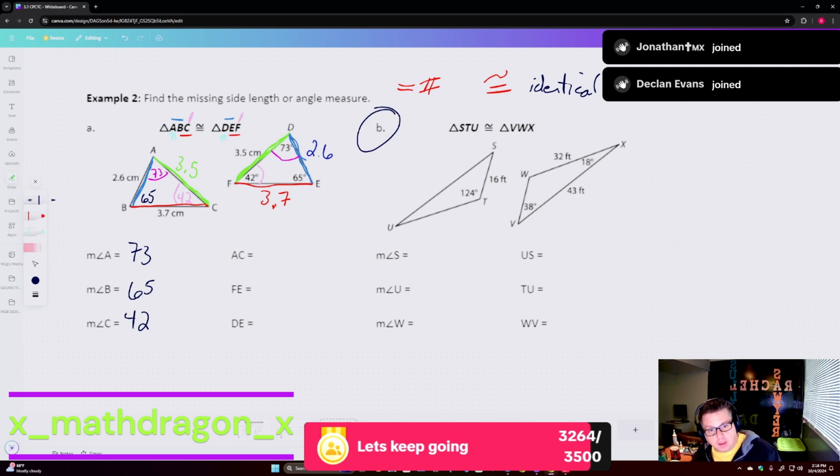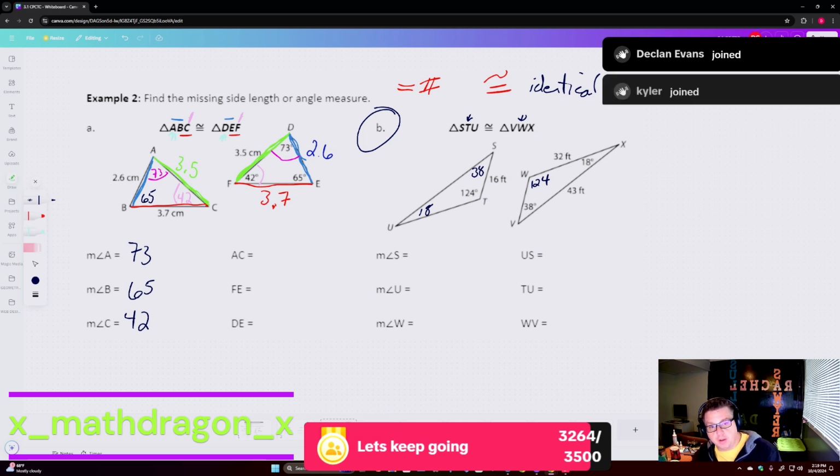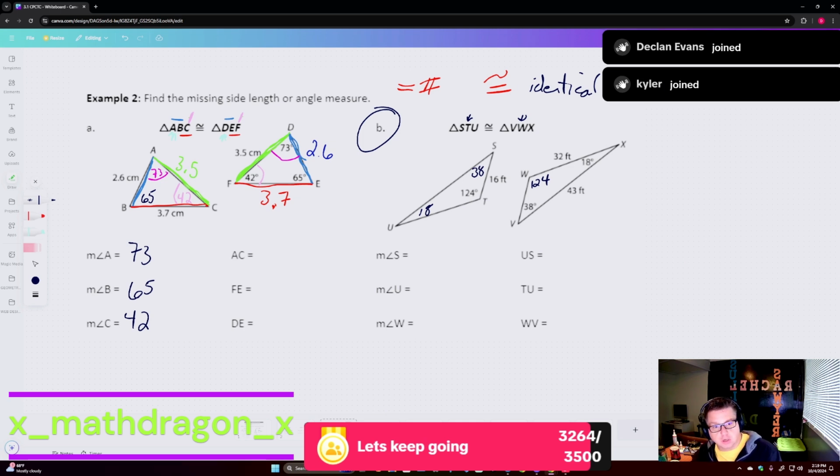So now do the same thing with letter B. Fill in, I know this is going to be 124 because T and W are in the same spots. So if that's 124, X is going to be with U, so that's going to be 18. And then B is going to be 38 with S. Okay? Fill in all the rest and answer those questions. Take a moment to pause, give it a shot, see what you can do.